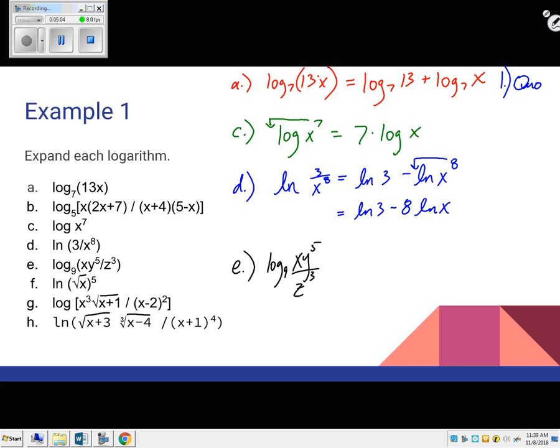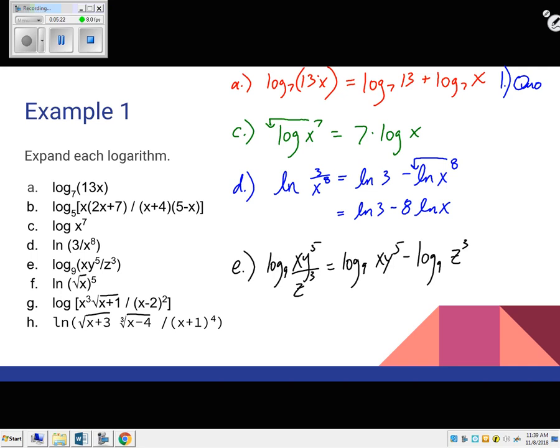Always do that quotient property first on these. So I'm going to do log base 9 of the top minus log base 9 of the bottom. Now, last hour someone said, well, go ahead and just bring that exponent down.